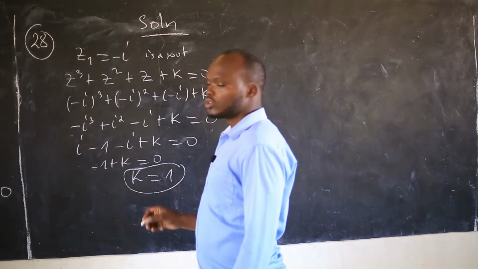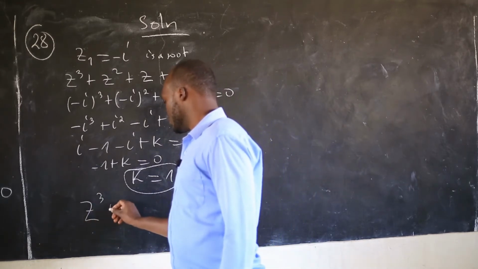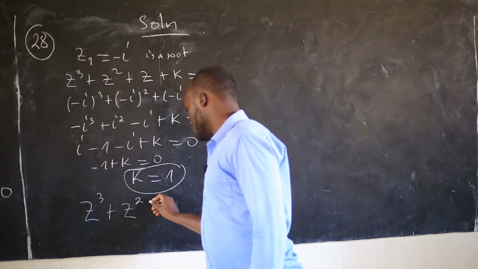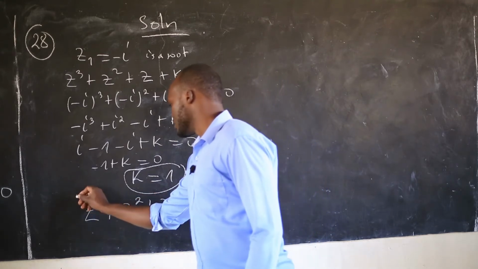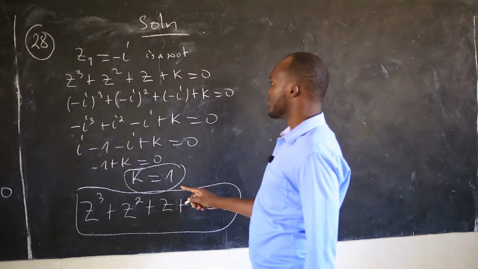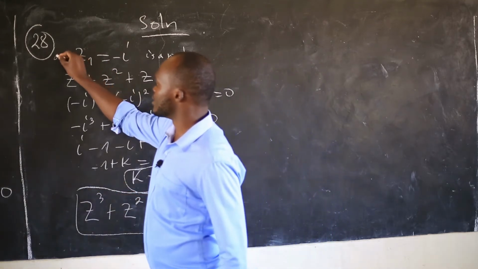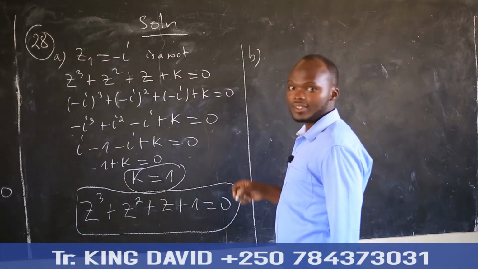So if our k equals 1, it means that the equation is z^3 + z^2 + z + 1 = 0. So that's that equation. So our value of k is what? It is 1. So we are done with 28a. That is 28a. So let us see 28b.